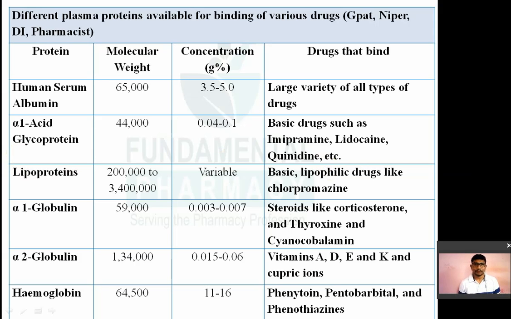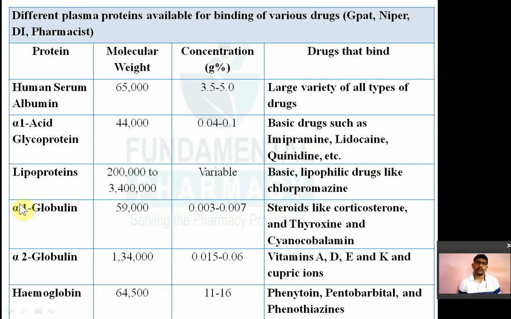Okay, the next protein available for binding of drugs is the lipoprotein. Lipoproteins are of different types, like high density lipoprotein, intermediate density lipoprotein, and low density lipoprotein. They have a molecular weight in the range of 2 lakh to 3.4 lakh daltons. Their concentration in the blood is variable. What kind of drugs bind to lipoproteins? Basic lipophilic drugs like chlorpromazine and others bind to lipoproteins.